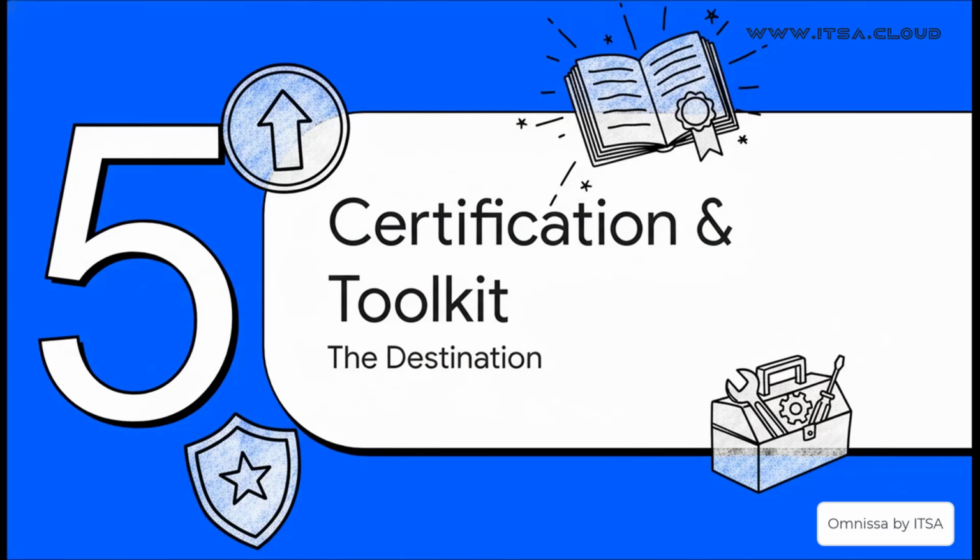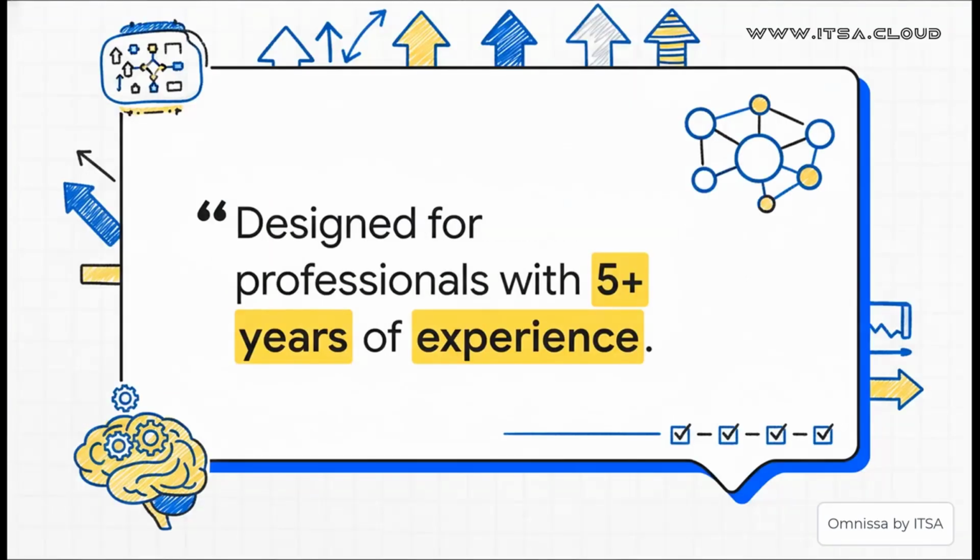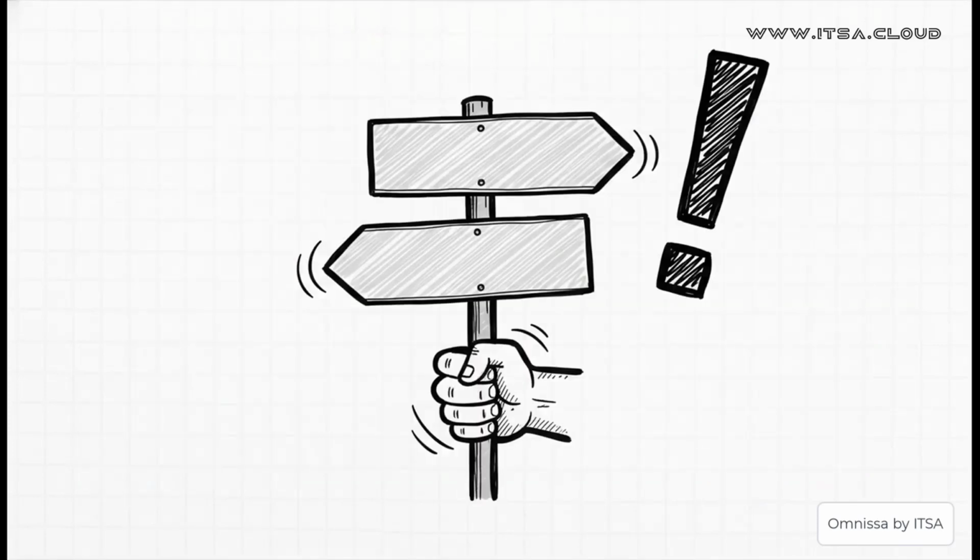And here we are, the final leg of our journey. This is all about proving what you know and grabbing the resources that will help you stay on top of your game. It's about validating all that hard work with an official certification. And just to be crystal clear, we are not talking about some entry-level certificate here. The Omnissa Certified Engineer, the OCE for Horizon, is the real deal. It is specifically designed for seasoned pros who've got at least 5 years of real-world experience. Earning this certification, well, it's a huge statement about your level of expertise. It's a big deal.